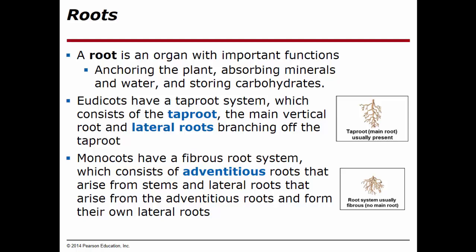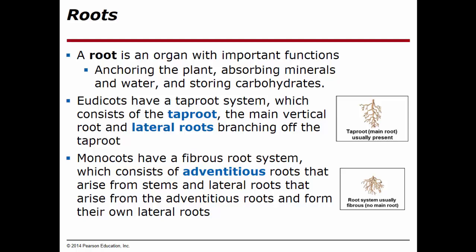And these are much smaller and more slender. An extreme form of a taproot is a carrot. When we eat a carrot, the orange thing that we eat is actually the root of a plant. And it's very large and very thick, with very few, very tiny lateral roots.